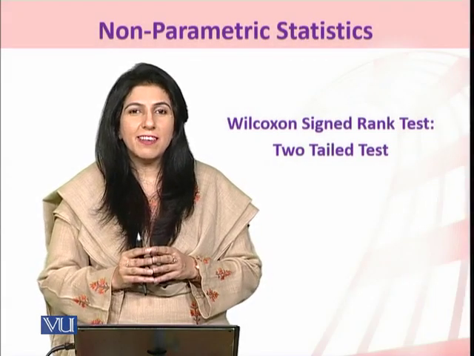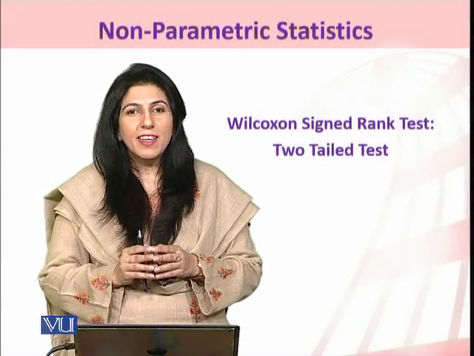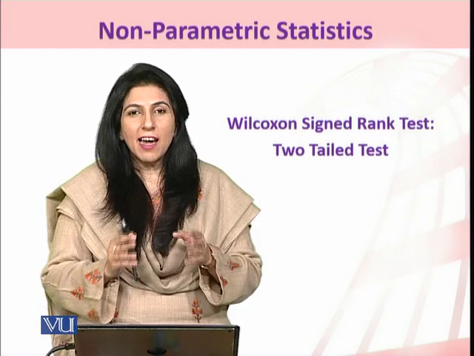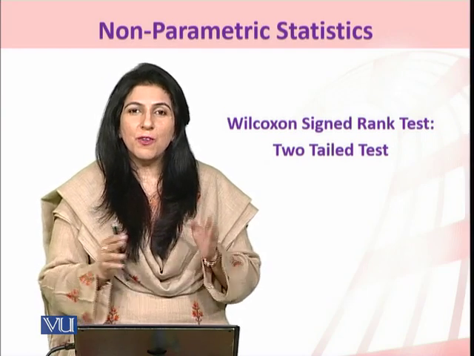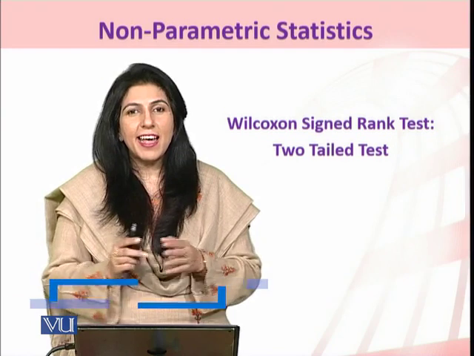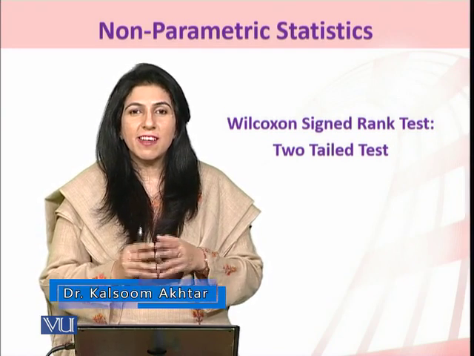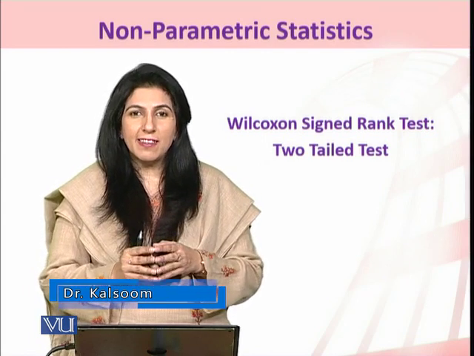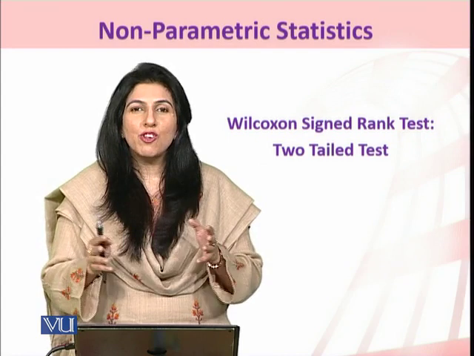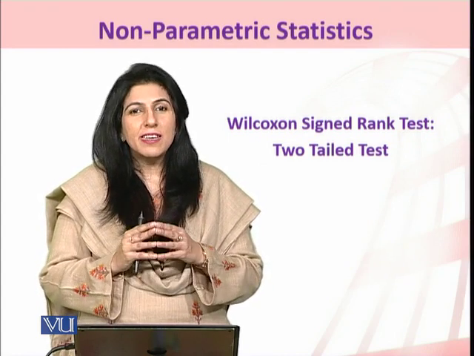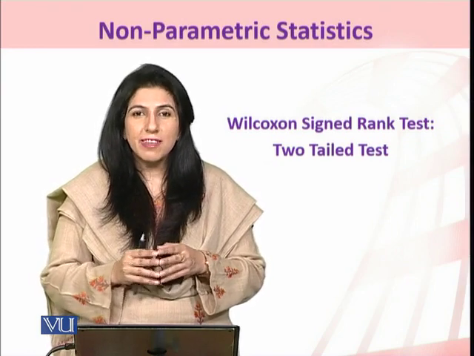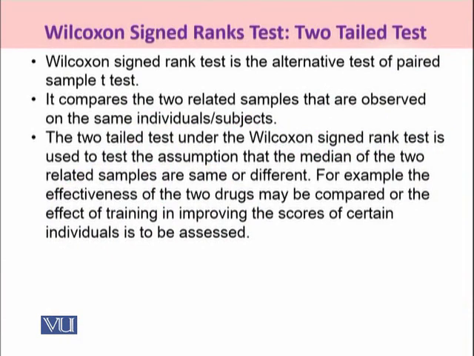Wilcoxon Signed Rank Test is used to test whether the medians of two related samples xi and yi are identical or different from each other. We can test this assumption by taking a two-tailed test or a one-tailed test. In the two-tailed test, we will be assuming whether the median difference is equal to 0 or different from 0. Wilcoxon Signed Rank Test is the alternative of the paired sample t-test.